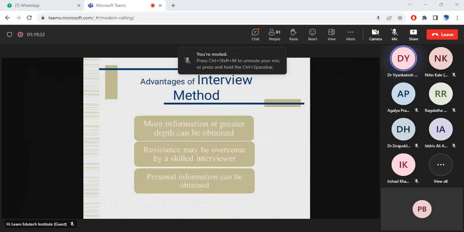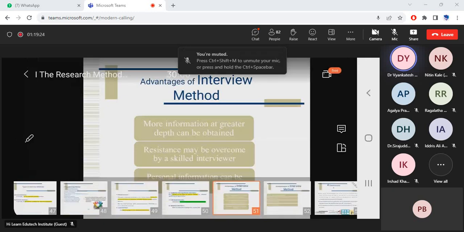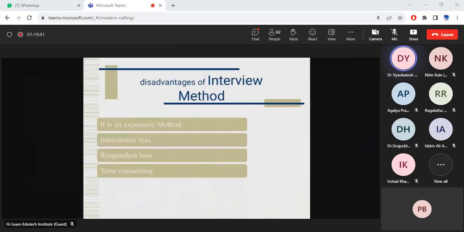Disadvantages of interview methods are it is an expensive method, interview bias definitely, but if you are not dealing with that particular question, there should be a bias. Respondent bias definitely, if the respondent is not clear about the topic, there should be a bias, and time consuming method is definitely one because we need a huge amount of time taking every person's interview, and that makes sense.